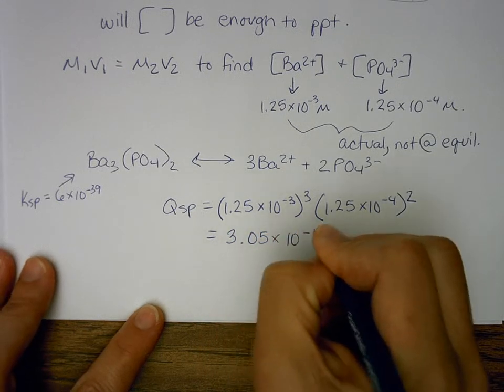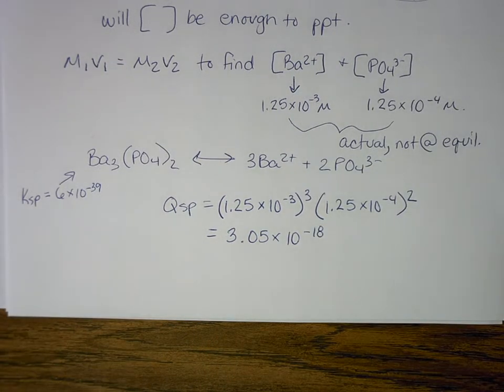Q, remember, it's the same thing. And when we took the quiz on chapter 13 or whatever it was, and people were like, what is Q again? You just calculate Q the same way that you calculate K. It's just with values that aren't at equilibrium. And so when I calculate the Q value, it is 3.05 times 10 to the negative 18, all I have to do is compare that to the KSP value.